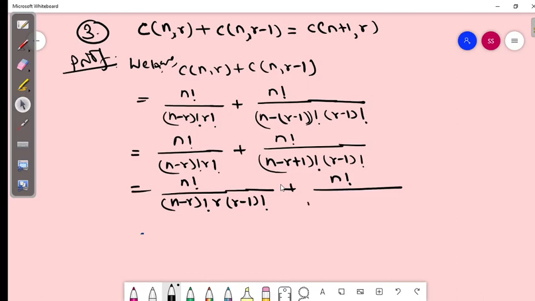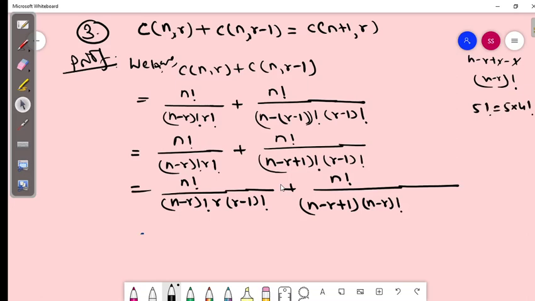n minus r plus 1 times n minus r factorial. Minus 1 and 1 cancel, that is n minus r plus 1 minus 1, it can be cancelled. r minus 1 is the step. 5 factorial means 5 times 4 factorial, like that: 1 less factorial, that number times 1 less factorial. That's why n minus r plus 1 factorial is n minus r plus 1 times n minus r factorial, because 1 will reduce, times r minus 1 factorial.